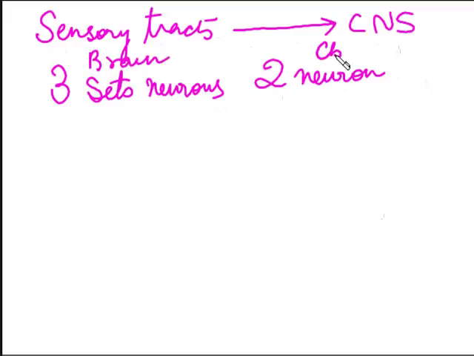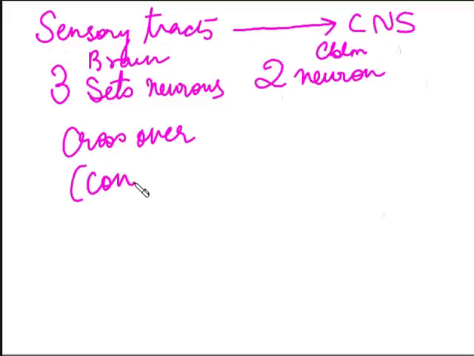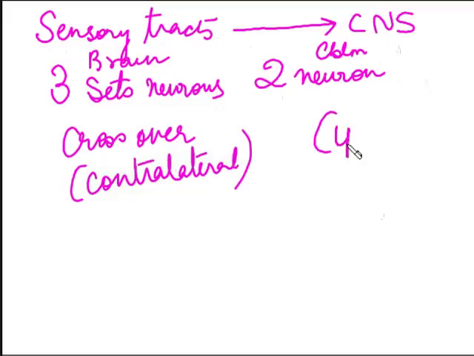The ones which go to the brain always cross over, and I'll show you what I mean by this. So they always cross over. These are known as contralateral. They'll go to the contralateral cerebral hemisphere. The ones which go to the cerebellum do not cross, so they remain on the same side. They go to the same side cerebellar hemisphere, and these are known as ipsilateral.